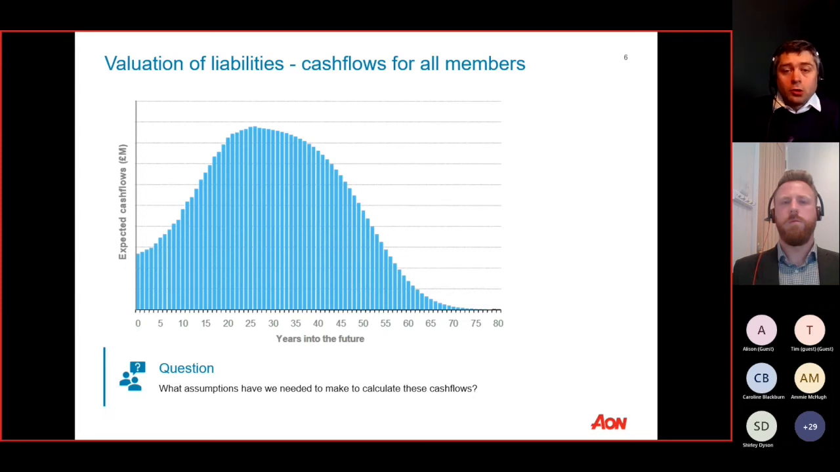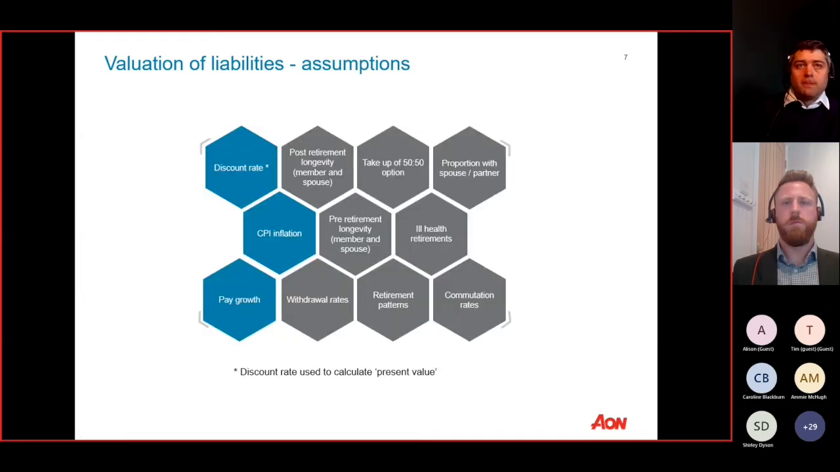You will now know that in order to calculate this cash flow, we need to make some assumptions about the future. So let's talk a bit more about what assumptions we need to make when calculating this cash flow. So when we move to the next slide, here we summarize the main assumptions. The blue hexagons are the financial assumptions, which we talked about in the first section. And these affect the size of the benefits, the rate at which the benefits increase into the future, including CPI inflation and future salary increases for members. The gray hexagons are the demographic assumptions, and these affect the timing of when benefits are paid.